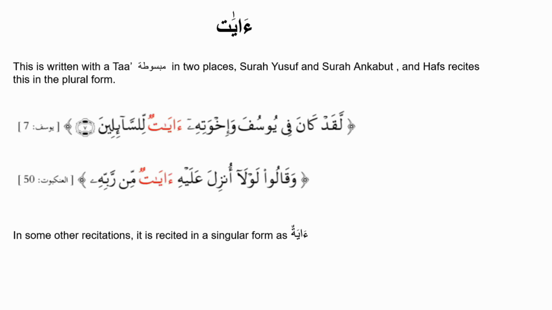The word ayatun is written with ta mabsuta in 2 places in the Quran where there is a difference of opinion whether the word is recited in a singular form or a plural form, and Hafs recites this in a plural form like this, ayatul lissailina or ayatum min rabbi. And in the recitation of Hafs, we stop like this, ayat. But in some other recitations, the word is recited in a singular form like this, ayah or ayatun.